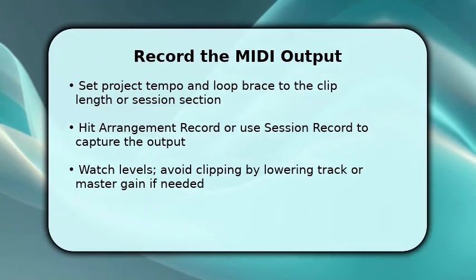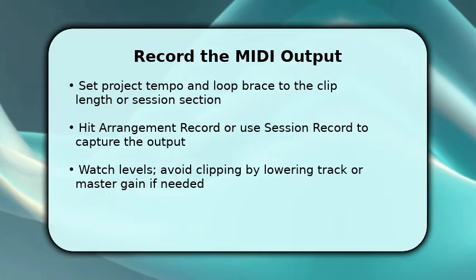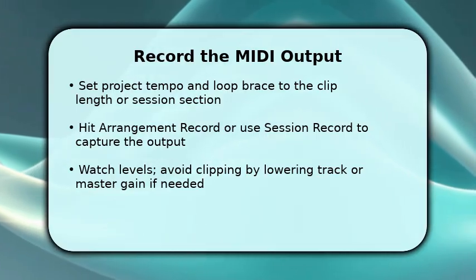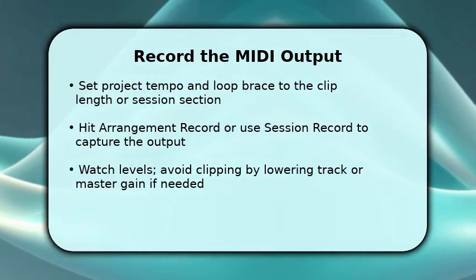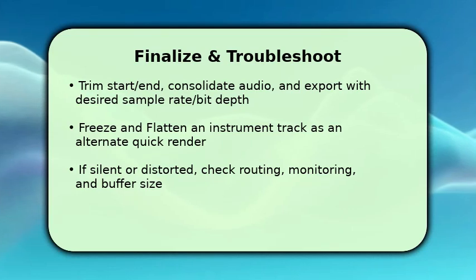Also watch levels as you record. Lowering the instrument or master prevents clipping. Recording in this way prints processing, automation, and instrument nuance into audio for reliable playback. Finish by trimming and consolidating the recorded region, then export or bounce with your chosen sample rate and bit depth.